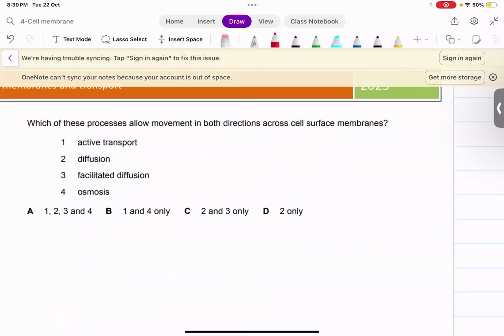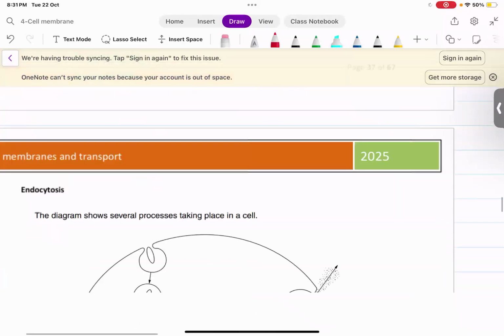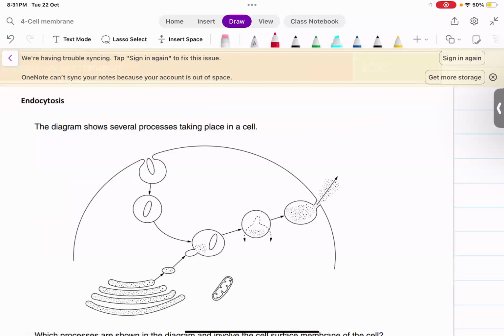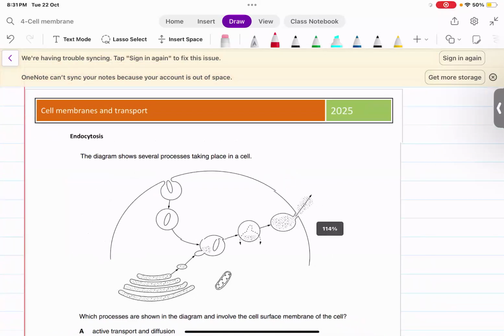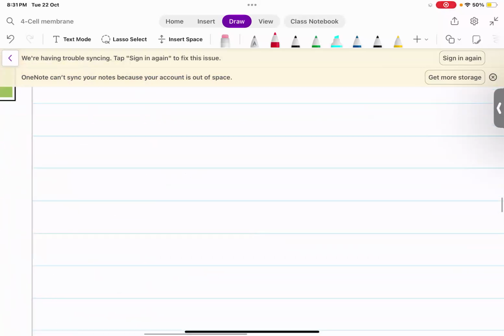Now, which of these processes allow movement in both directions across the cell surface membrane? Obviously, active transport can allow in both directions. Diffusion can allow in both directions, and facilitated diffusion in both directions, and osmosis in both directions, depending upon the concentration gradient and the need of the substances to take into the cell or to move them out of a cell. So that's all about an active transport.